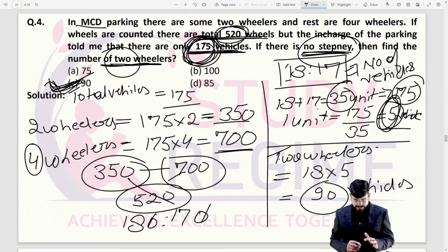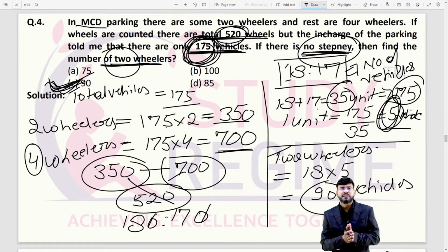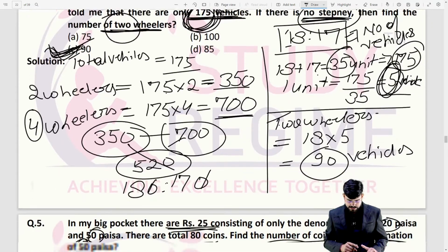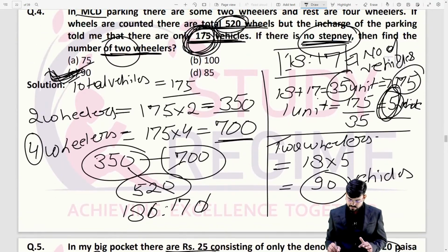Okay. In the next question, there was a parking question, MCD parking. There were only some two-wheelers and some four-wheeler vehicles, and you have to calculate how many two-wheelers there were. So we have assumed first that there are only two-wheelers, and next we have assumed there are only four-wheelers. So we have calculated like this. We have subtracted the values and compared with 175. So 1 unit was 5 vehicles. So we have calculated the total number of vehicles as 19.